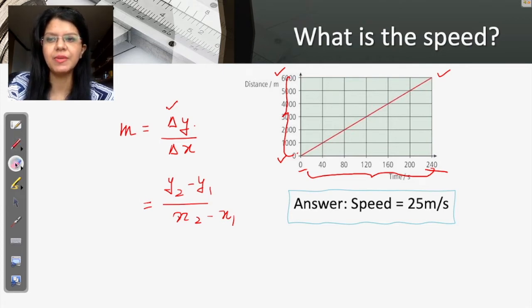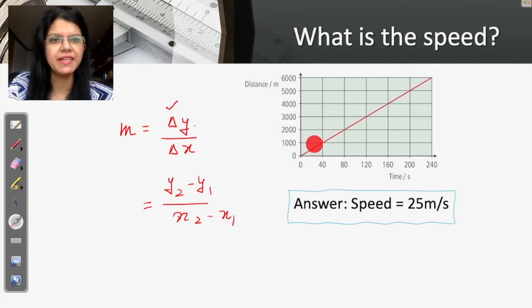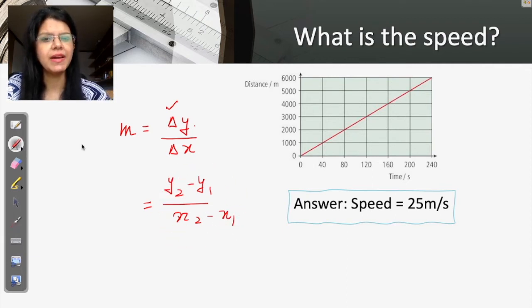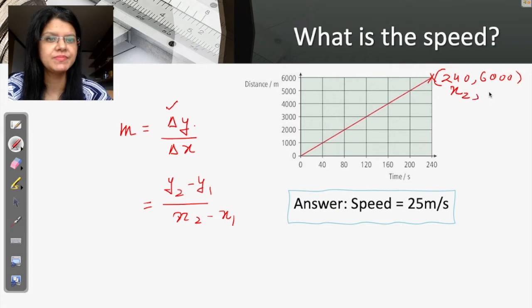Let us apply this formula here on this straight line graph. Whenever you have a straight line and you have to find its gradient, this is the formula that is taught in your maths. Let us mark the two endpoints of this line. So what are the coordinates of this line? 240 and 6,000. Let us call it x2 and y2. This is your 0 and 0.